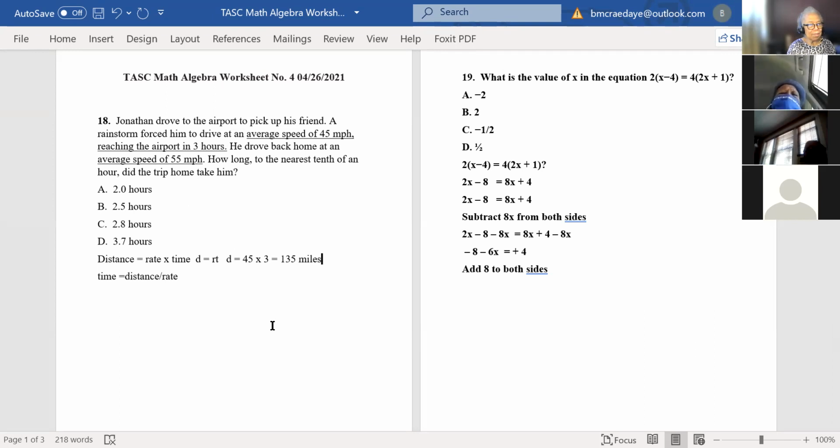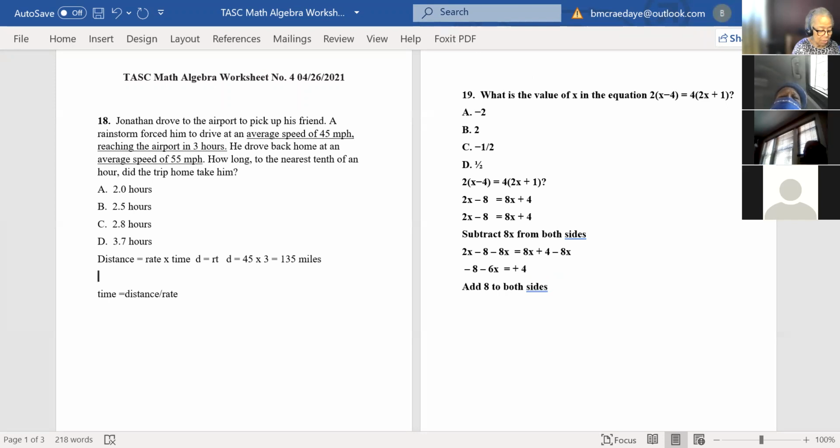So you didn't do anything with the 55. No, but we can, because we're looking for how long it took him going back home from the airport. But now we know the distance, right? Now, if D equals RT, let me just put here, D equals RT, right? I'll just put the little d. 45. Now, Vanessa, how would I solve this D equals RT for T?